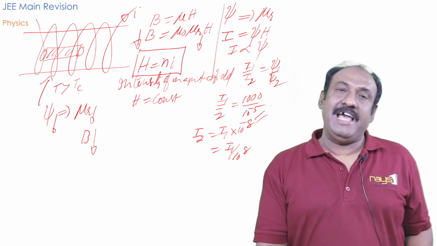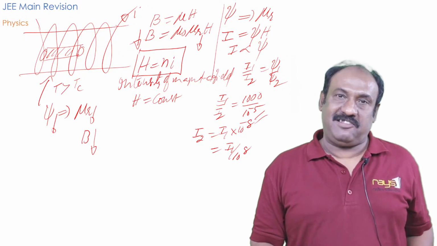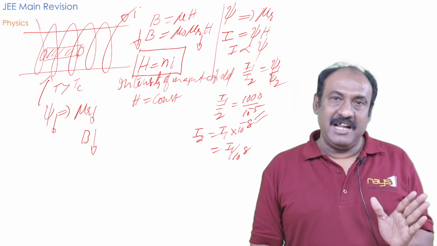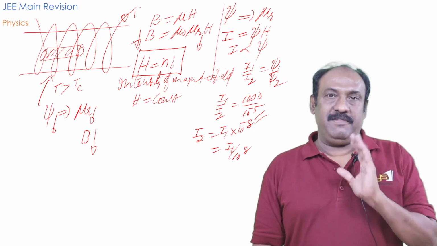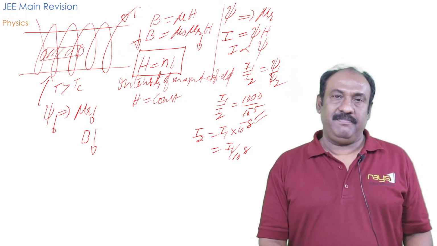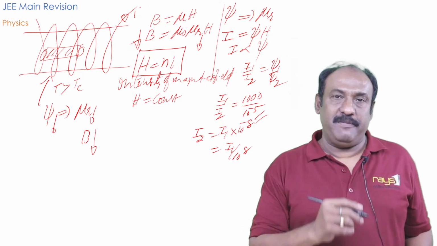Intensity of magnetization is represented by the symbol I, where I = psi H. The intensity of the magnetic field is H, and the magnetic field induction is B, so B = mu H, and I = psi H. So that is called the intensity of magnetization.